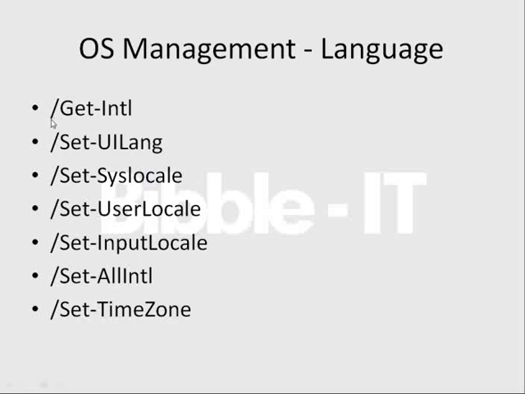So get-international gets you the language of the current system. Then we've got set the UI language, set the system locale, set the user locale, or set the input locale. Or we can do set-allintl, and that just changes all of these four settings all in the one switch. And we've also got the ability to set the time zone.